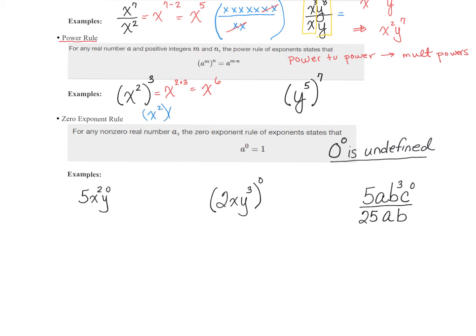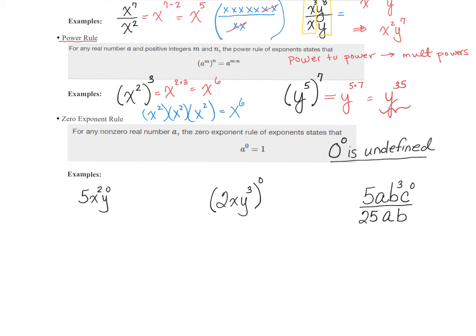So again, just a quick explanation. This means x squared multiplied by itself 3 times. And then the first rule we talked about says add the exponents, and 2 plus 2 plus 2 is 6. Similarly, if we're going to raise y to the 5th to the 7th power, we're going to multiply those powers, 5 times 7, or y to the 35th. Much nicer to write it this way than having to write out 35 y's.